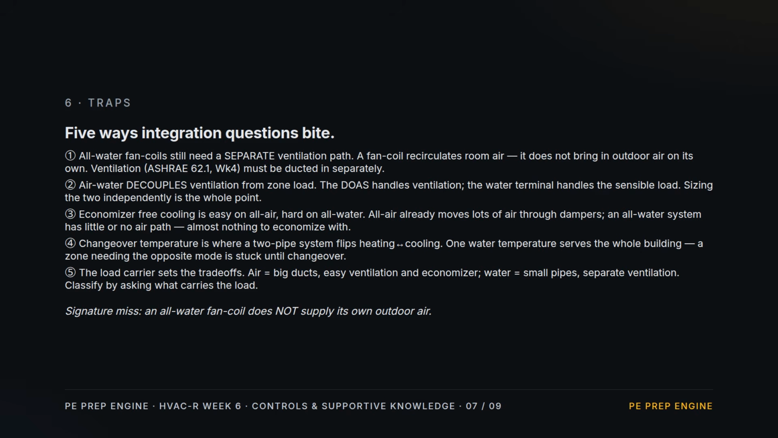Traps. 5 ways this bites. 1. All water fan coils still need a separate ventilation path, because a fan coil recirculates room air and doesn't bring in outdoor air on its own. 2. Air-water decouples ventilation from zone load. The DOAS does ventilation, the water terminal does the sensible load, and sizing them independently is the whole point. 3. Economizer free cooling is easy on all air, but hard on all water, because an all-water system has almost no air path to economize with. 4. The changeover temperature is where a 2-pipe system flips heating and cooling. One water temperature serves the whole building. 5. The load carrier sets the trade-offs, so always classify by asking what carries the load.